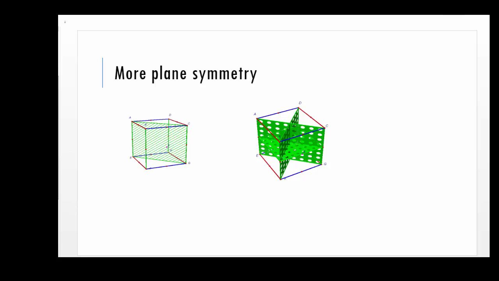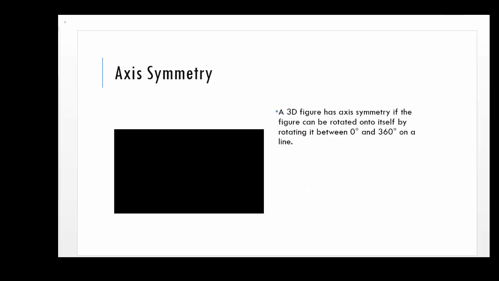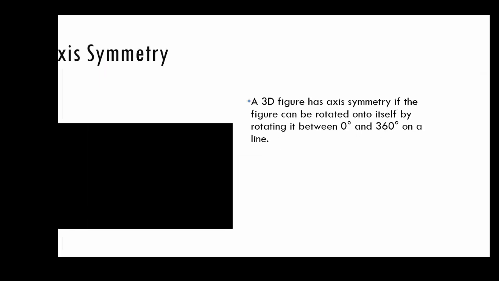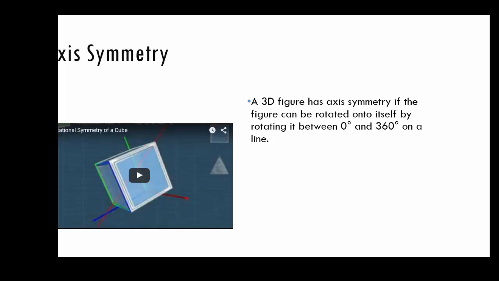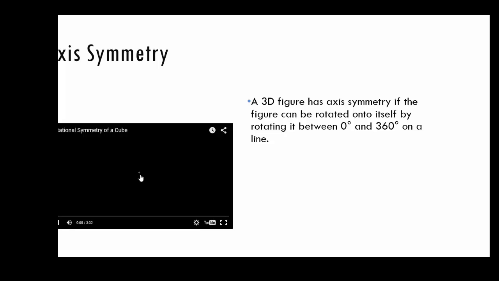Next, after plane symmetry for a 3-dimensional figure, we have what we call axis symmetry, which is similar to rotational symmetry, and there's a video that goes along with this. We won't watch the whole video, but I do want you guys to get the idea of what happens when we have axis symmetry. So this video loaded pretty quickly. All right, we'll jump in.